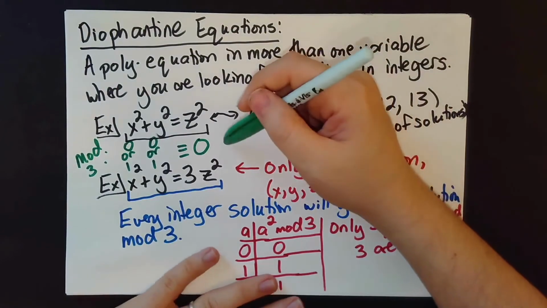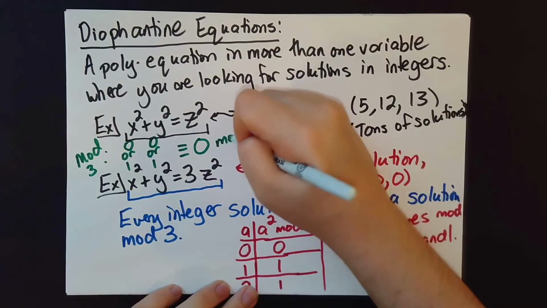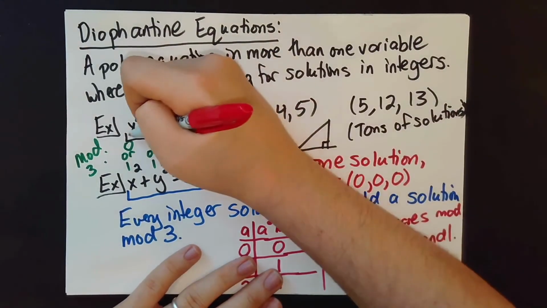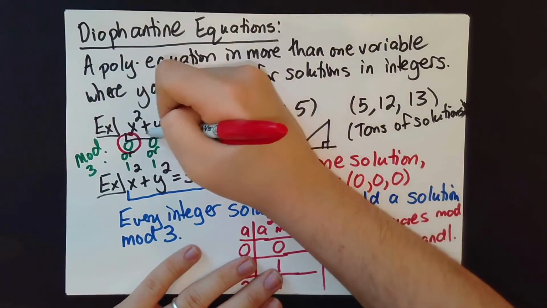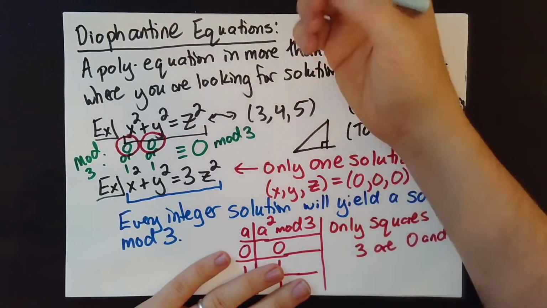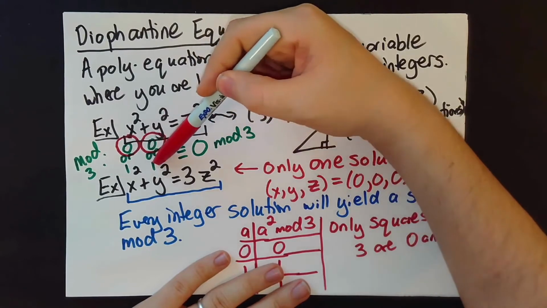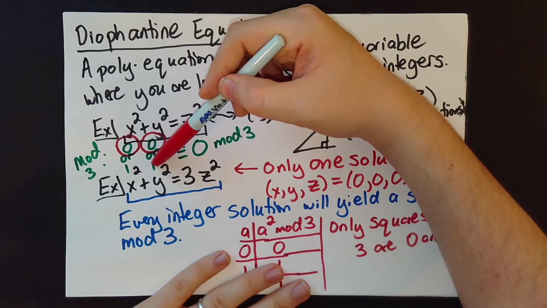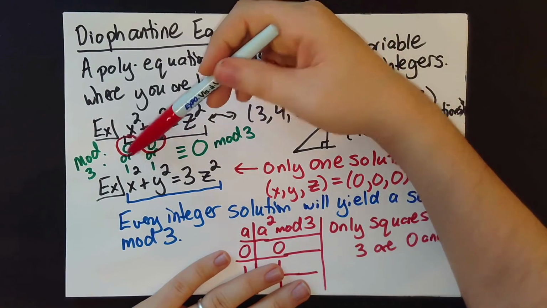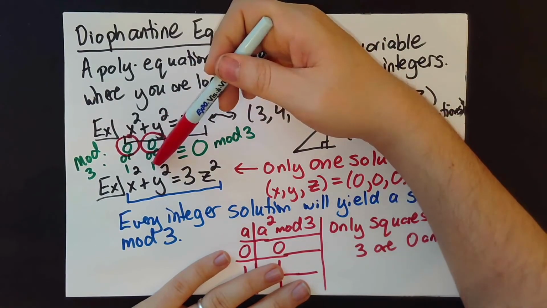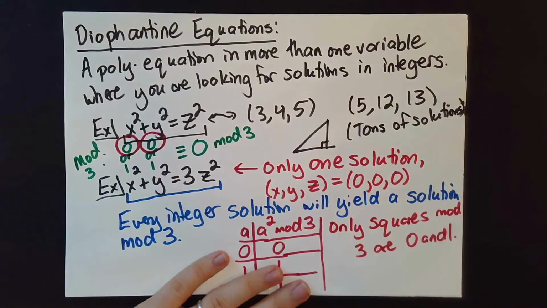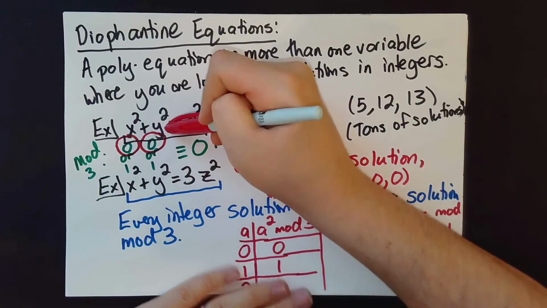So here's what I have to observe. Mod 3, there's only one solution for x and y. Namely, I need x squared to be 0, and I need y squared to be 0. Why? Well, what are the other possibilities? If one is 0 and one is 1, then I get 0 plus 1, which is 1 mod 3. That's not 0. Or they're both 1, in which case I get 1 plus 1, which is 2 mod 3, but 2 is not 0 mod 3. And so the only way this works is if x squared and y squared are 0 mod 3.